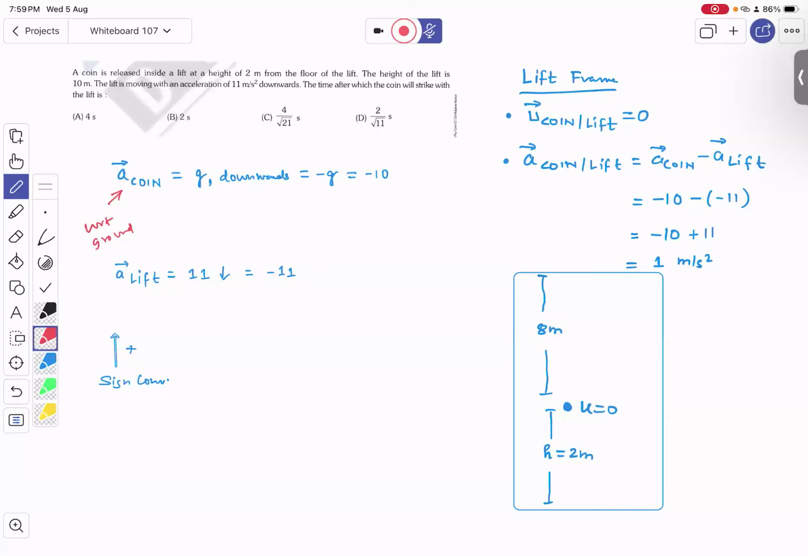So it is going to become a question in which an object starts from rest and then continues to move with an acceleration of 1 meter per second square. Isn't it obvious that this object will be hitting not the floor, but instead the ceiling of the lift? Clear, no?